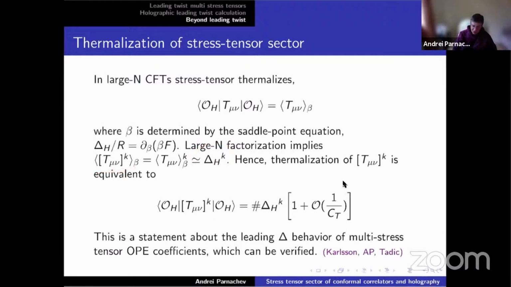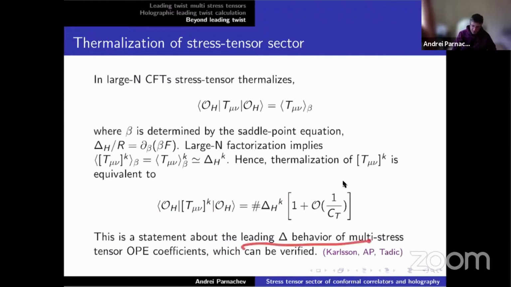Therefore, thermalization of the K stress tensor, if the same statement is true for the K stress tensor, is equivalent to the statement that the VEV of T_K in the heavy state is the same as delta heavy to the K times some number, which depends again on the contractions. And this is actually a statement about the OPE coefficients of the multi-stress tensors. So now it doesn't follow from the Ward identity anymore. However, you can check it because this is precisely what we've been discussing so far.